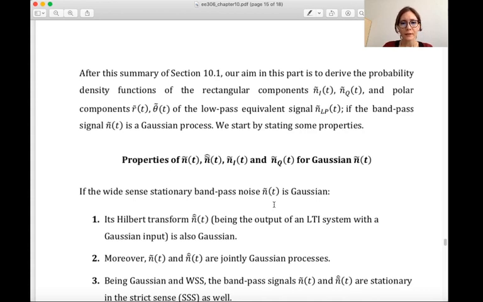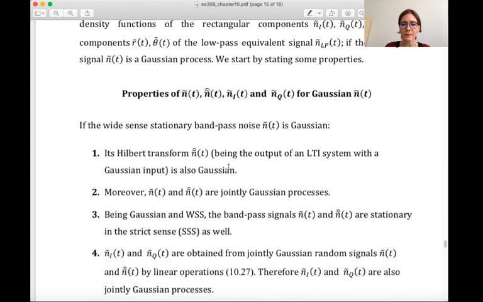All right. What we will try to do in the rest of today's lecture is study the statistical properties of all of these signals. What is the distribution of Ni, what is the distribution of Nq, and all of these things, if I assume that the original bandpass noise process is Gaussian. Okay, so let's go step by step. So first of all, N of t is a Gaussian process.